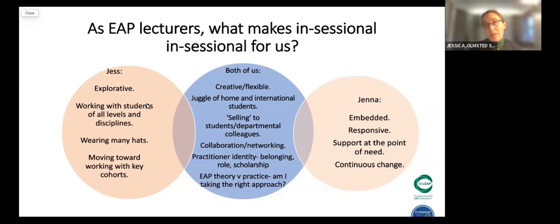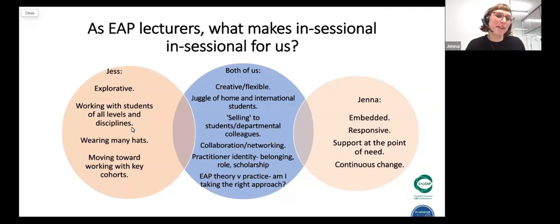Also, there's a certain amount of selling to students and departments. So for example, at Durham, because we have our centralized academic skills provision for all students to access, we have to do quite a lot of marketing to help students know about our courses and the rest of our provision, and also to be able to sell to departments, to go and talk to them and tell them what we do, what EAP is, help them understand that and see how we can maybe support their students in different ways.